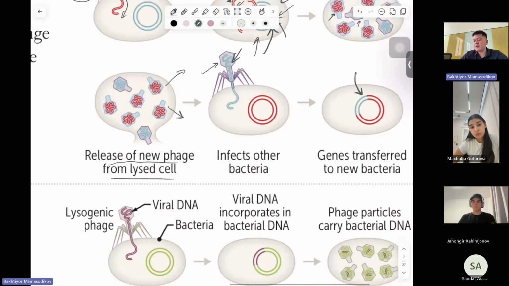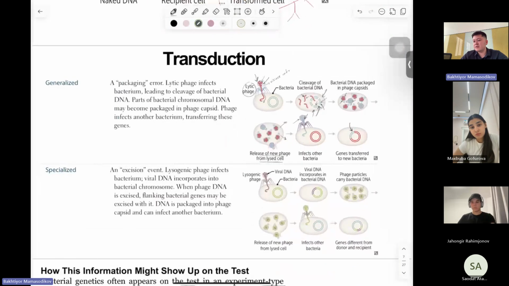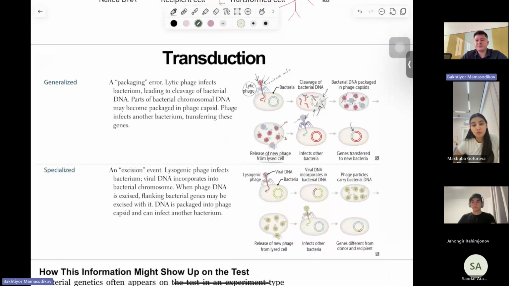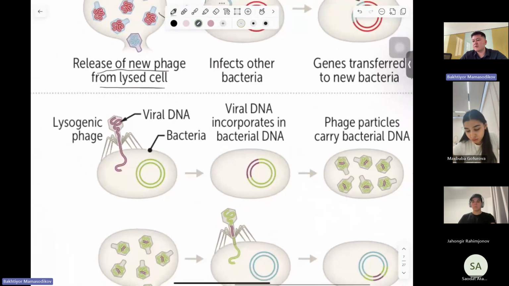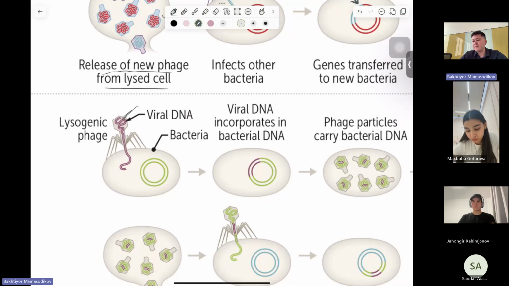So what is specialized transduction? Specialized means only specific genes near the virus's integration site are transferred. Only specialized genes are transferred. This is the viral DNA. This is the bacteria.